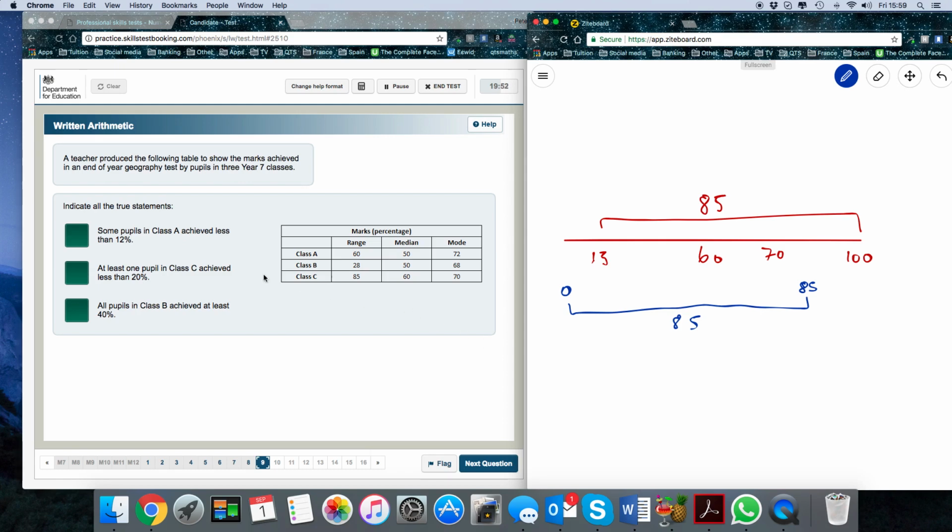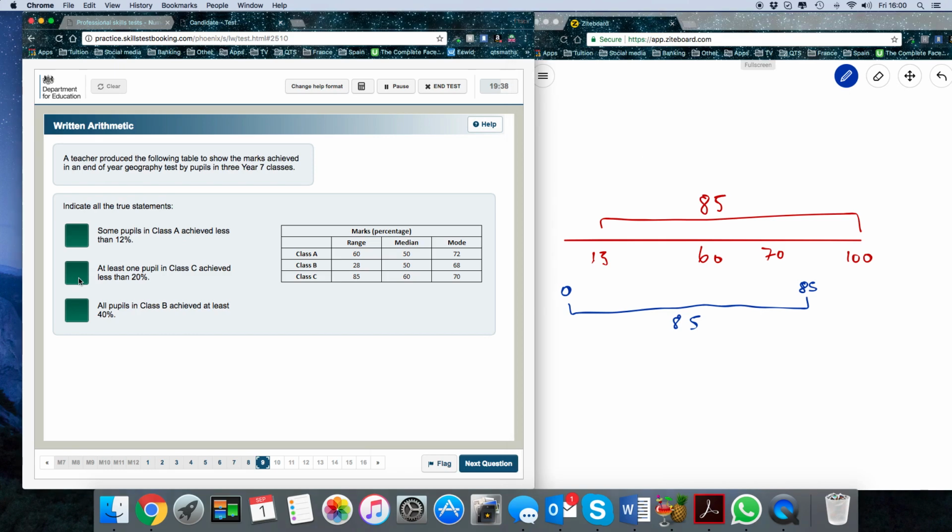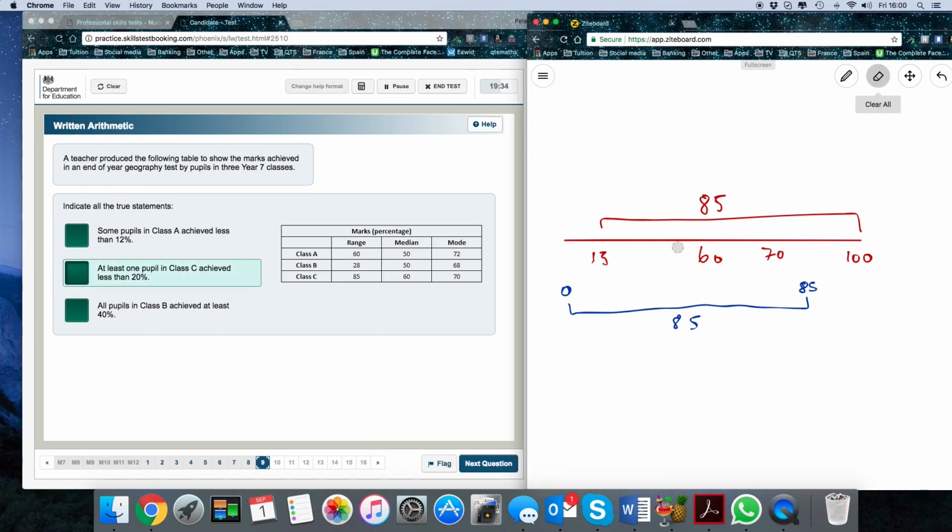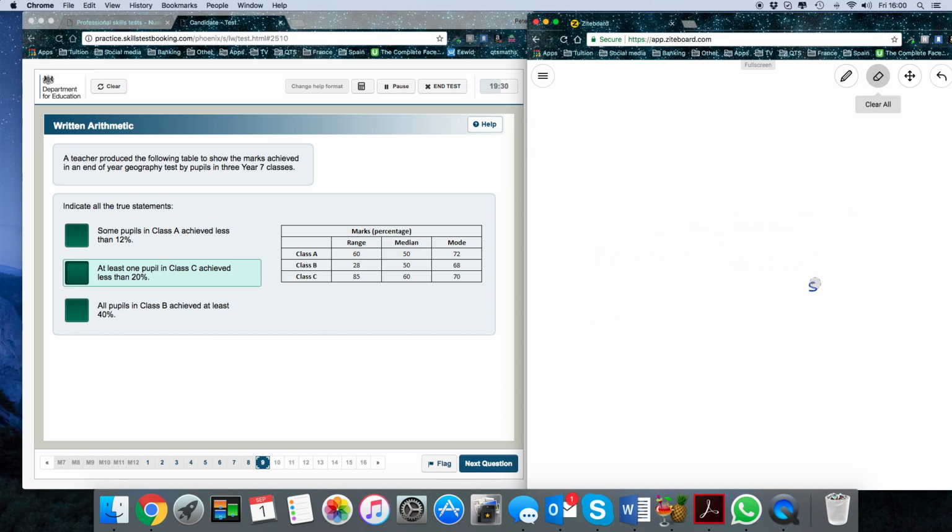Now what you do is when you read the statement, it says at least one pupil achieved less than 20%. It doesn't matter whether you look at my blue one or my red one, somebody definitely got less than 20%. So this one is true. It's a tricky statement. I wouldn't worry about these questions too much if you're struggling with them. If they start reappearing in the real test, then of course I'll do a separate video for them.